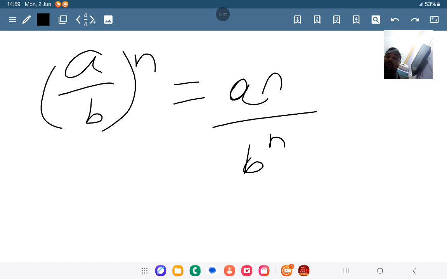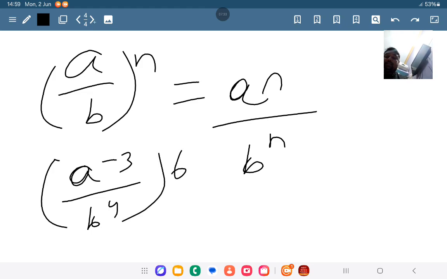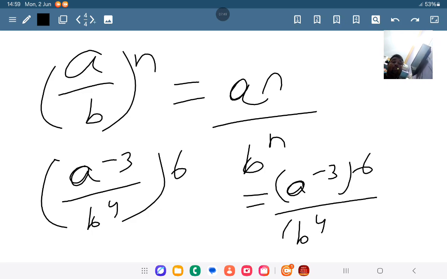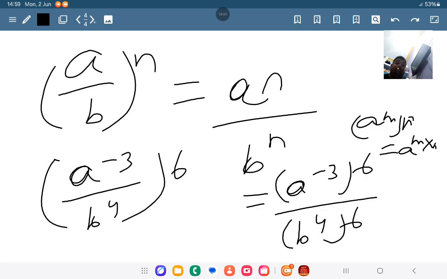The question is, suppose a to the power minus 3 by b to the power 4 whole power 6. Okay, then it will be what? a to the power n by b to the power n. So a to the power minus 3 whole power 6 by b to the power 4 whole power 6. Okay, then again this is a power m whole power n, that is equal to a to the power m into n. So here it will be a to the power minus 3 into 6, minus 18, by b to the power 4 into 6, that is equal to 24. It is our answer.